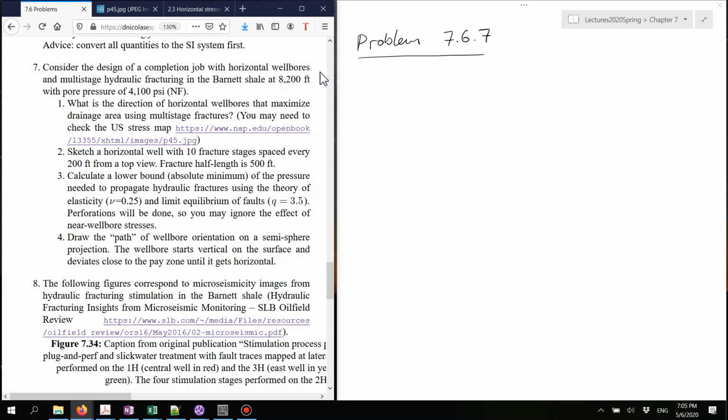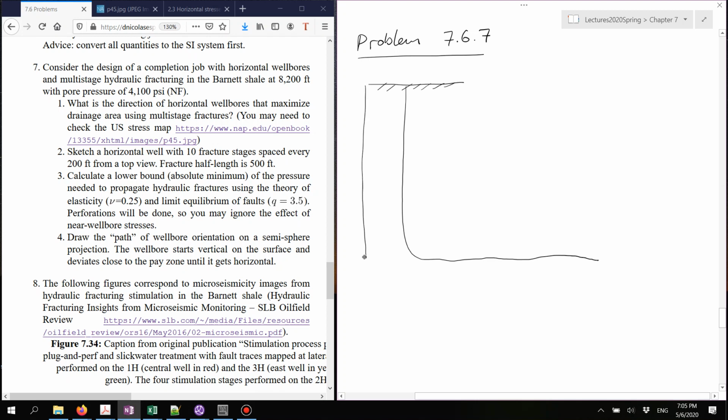The first question is the direction of those horizontal wellbores. Let me first do just a quick cross section. So this is going to be the wellbore, and the depth of the lateral is 8,200 feet of true vertical depth. So this is in the Barnett Shale, so remember this is onshore.